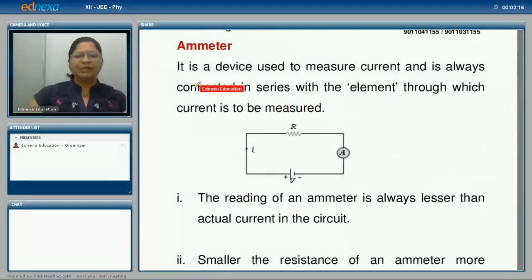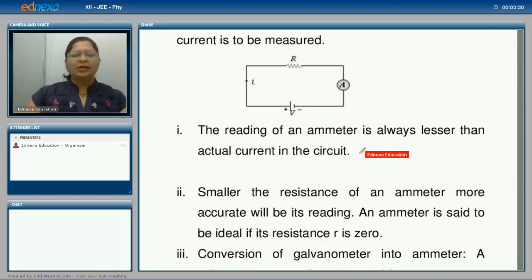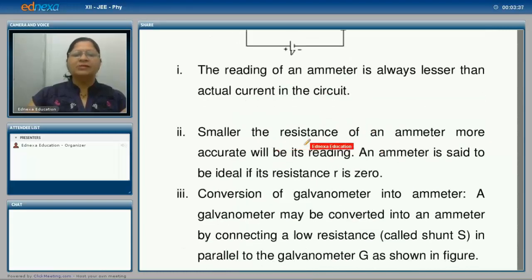Now let us see what is an ammeter. It is a device used to measure current and is always connected in series with the element through which current is to be measured. The reading of an ammeter is always lesser than actual current in the circuit. Smaller the resistance of an ammeter, more accurate will be its reading. An ammeter is said to be ideal if its resistance R is 0.